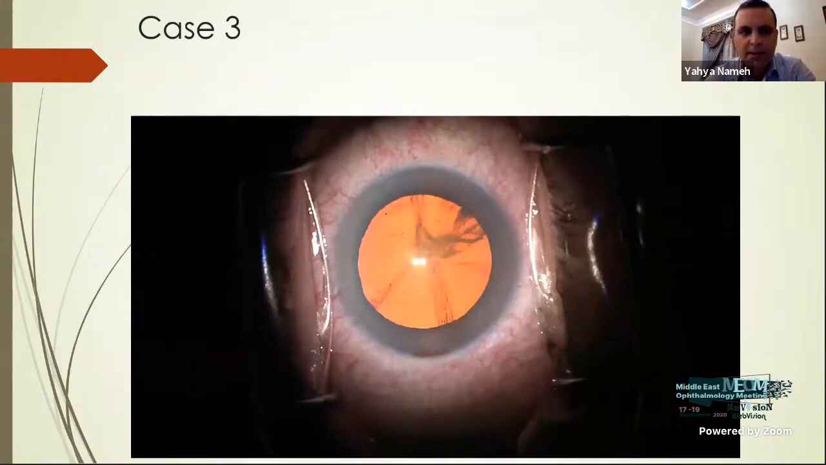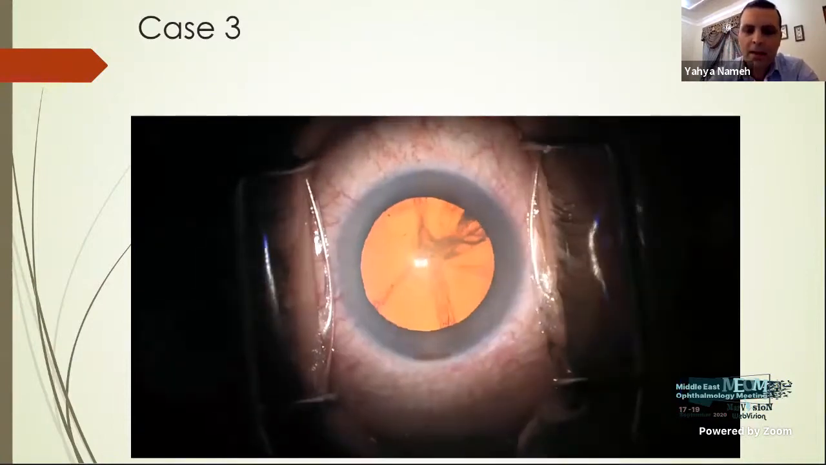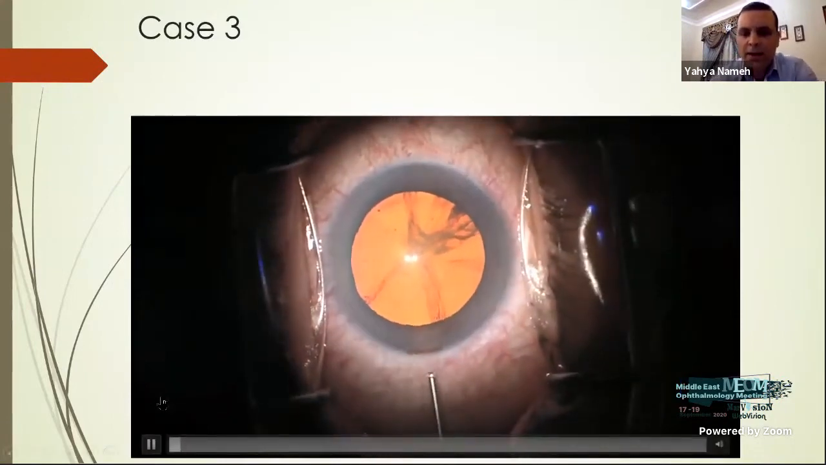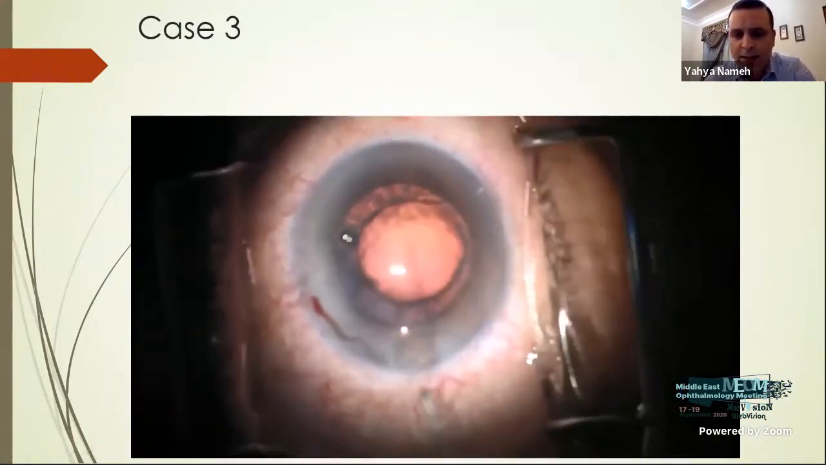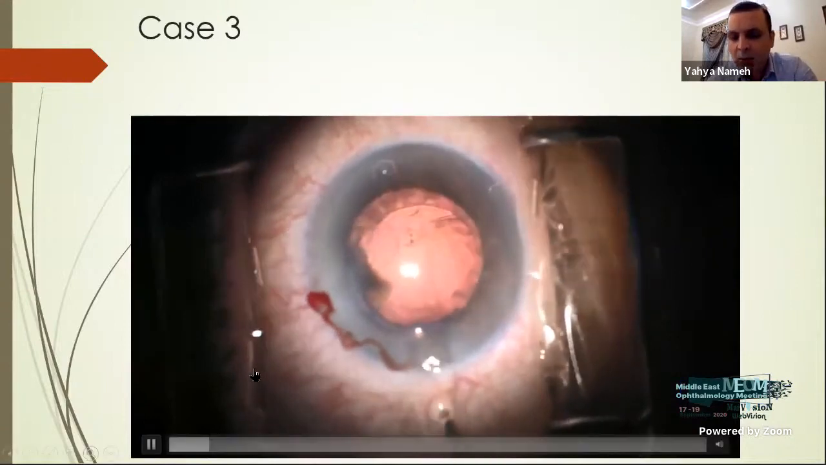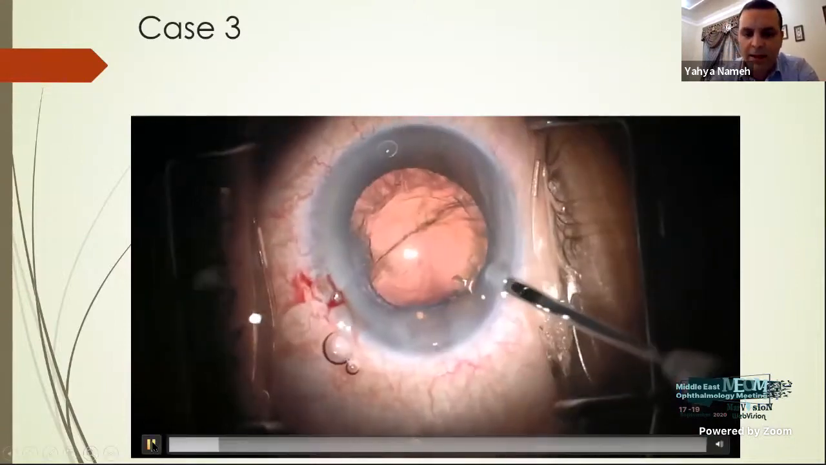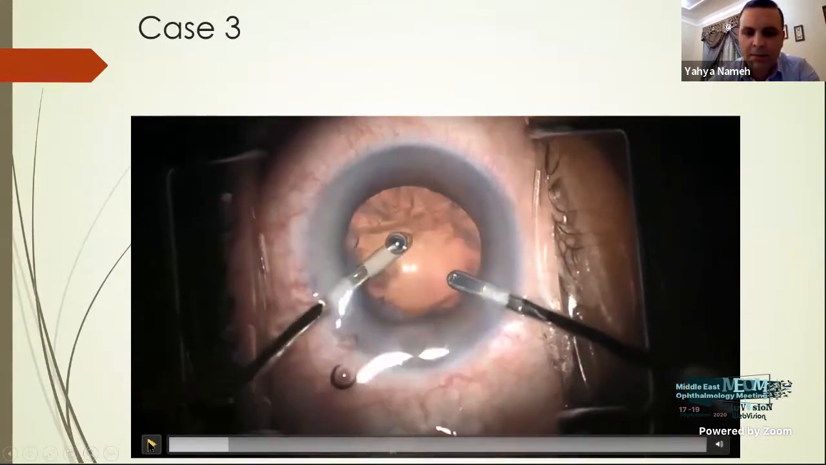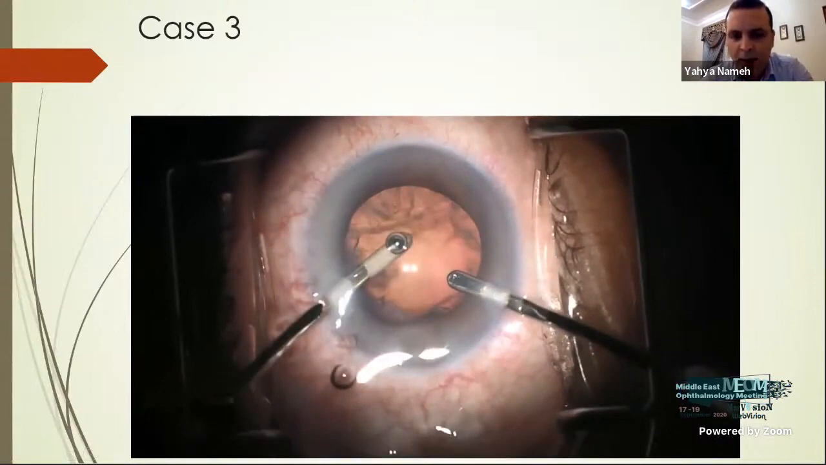So the third case, as you see here, is a patient about 55 years old. She had a cortical cataract, as you see here, and she was willing to do phaco with trifocal lenses. After removing the cortical material and the nucleus, here I'm filling the bag with OVD. I have noticed that the bag is quite redundant. This is a very rare case, a redundant capsular bag. I'll show you how much the redundancy of the capsular bag and of the posterior capsule.